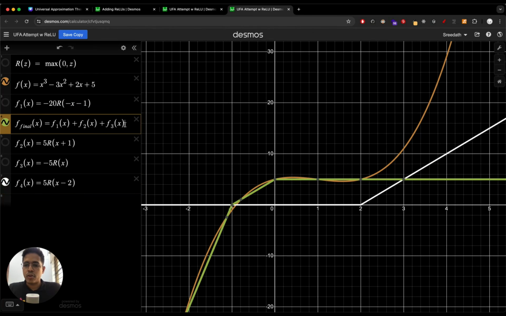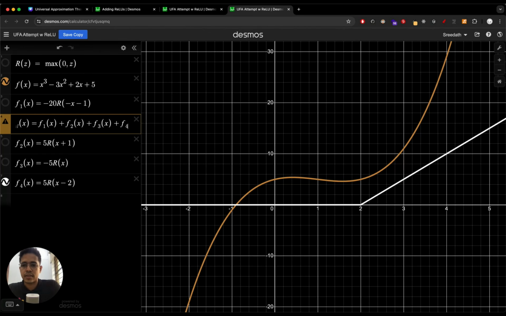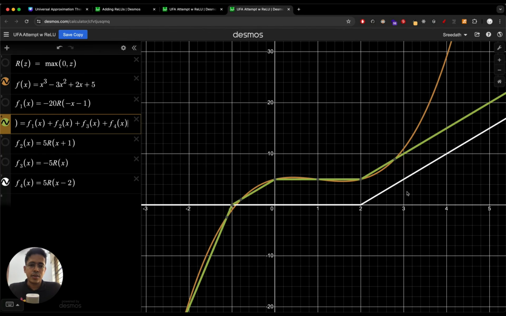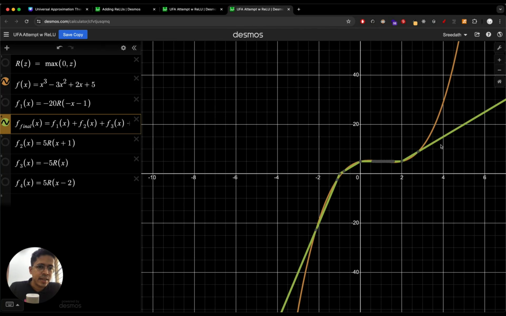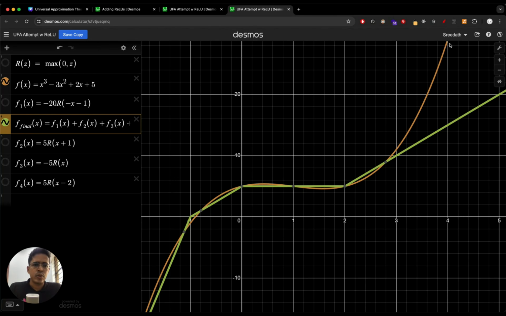So now f final will be this plus f4 of x. You see, it's beautifully representing now. I'll hide the white line now. Now the approximation is going reasonably well till x equal to 3. Now we are covered from x equal to minus 2 all the way till x equal to plus 3. Now let us try to approximate from x equal to plus 3 all the way till, let's try till x equal to plus 4. I only care from minus 2 to plus 4.